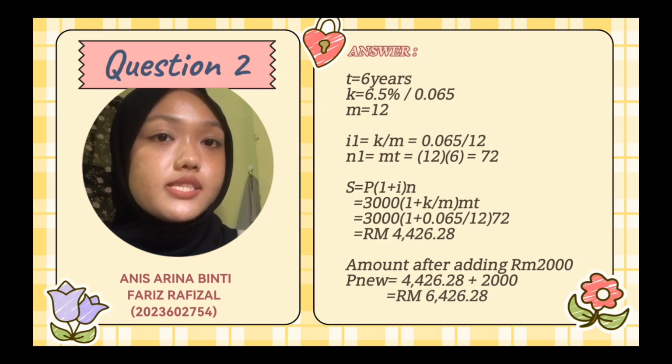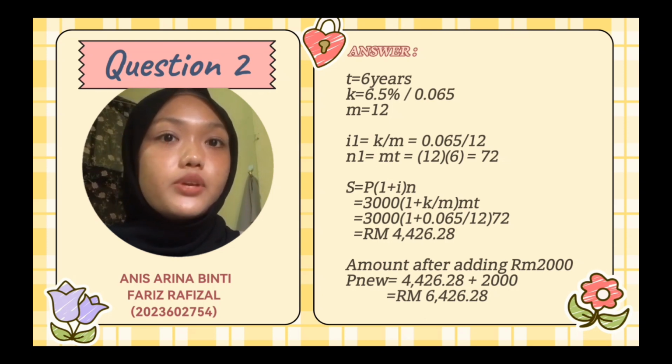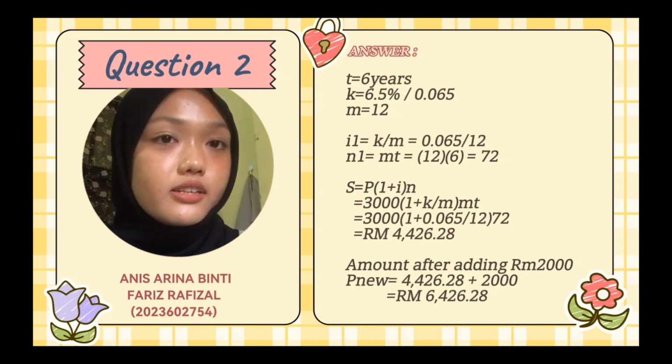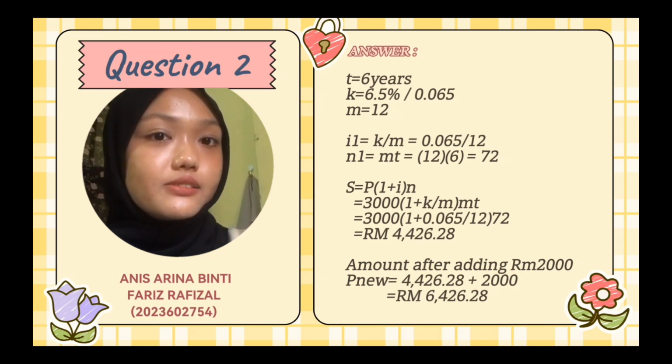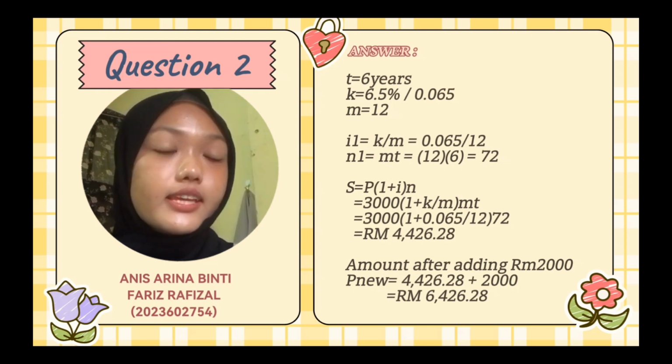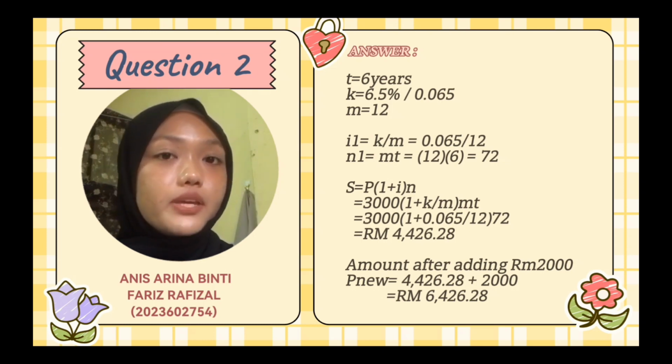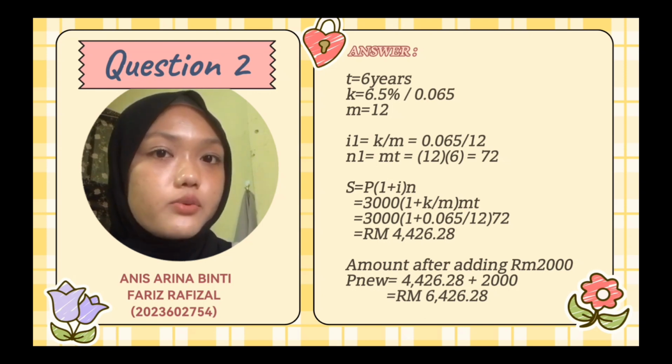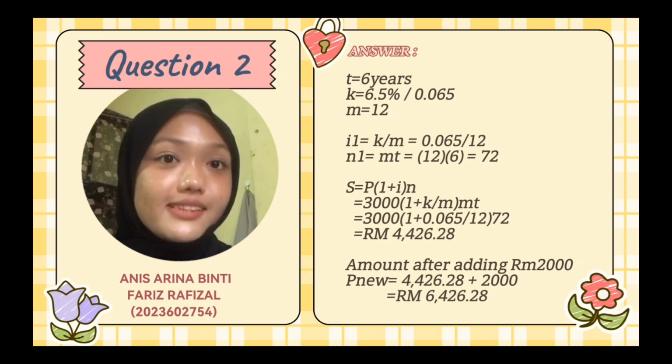S equals 3,000 times (1 plus 0.065 over 12) to the power of 72. Then we get RM4,426.28. After that, he added another 2,000 into the account. So the amount after adding 2,000 is RM6,426.28. How did I get the answer? To find the new P, we take S plus the amount that he added, which is 2,000. So the new P equals 4,426.28 plus 2,000. Then we get the answer.